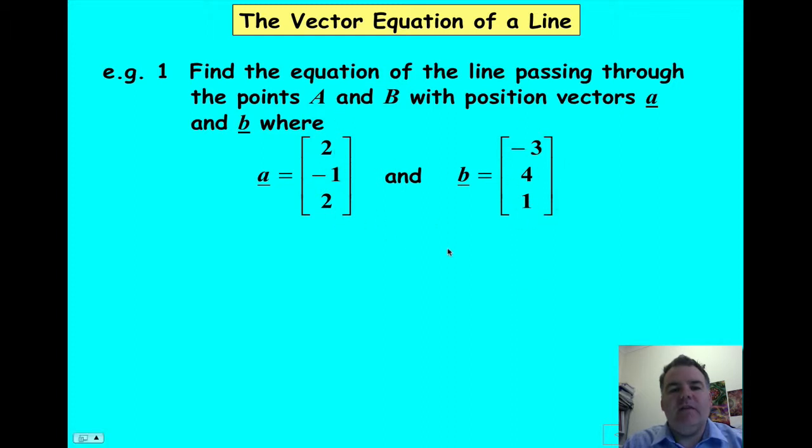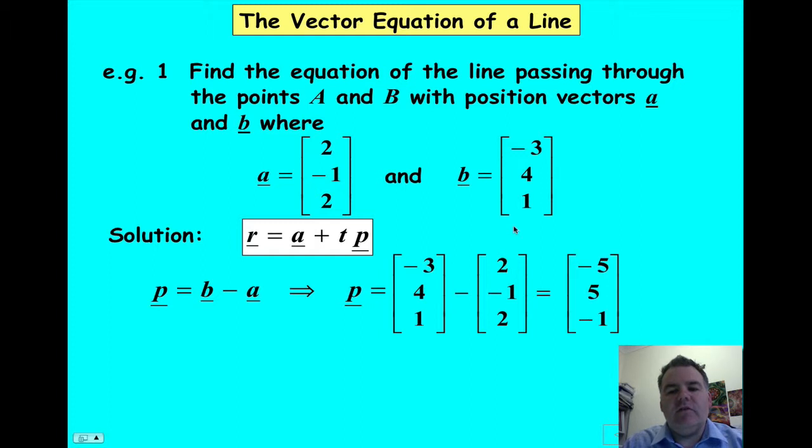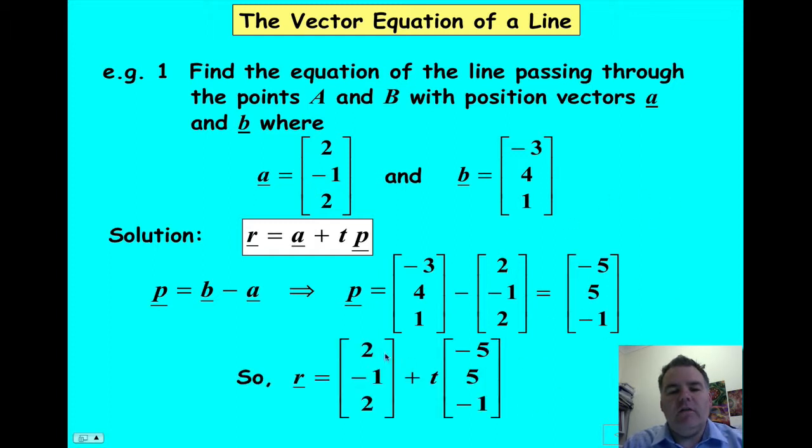So we've got X, Y, and Z. So the vector in the direction of that line would just be B minus A, which gives us this vector here. So this is the vector in the direction of the line. So here's the equation of the line. We get a point on the line, so we go from the origin to that point, and then we move t lots of this vector in the direction of the line. As I said, to get any point on the line, I just have to vary the value of t.